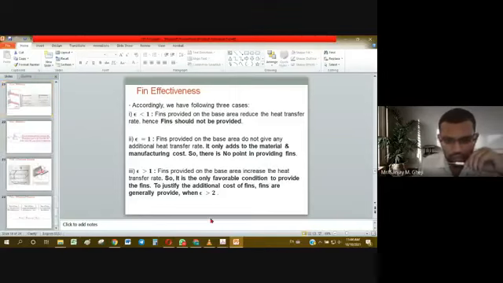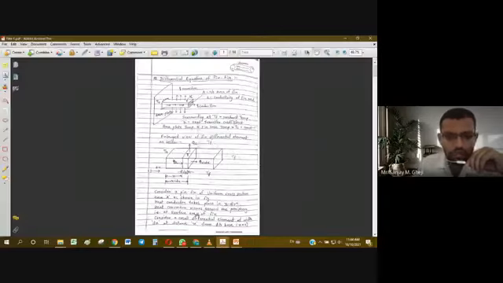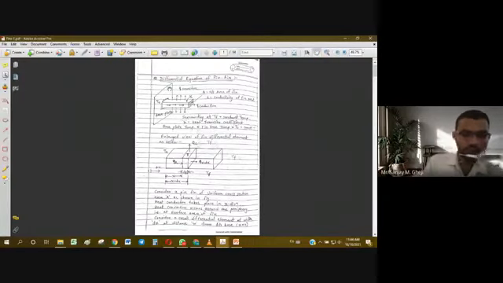Then we proceeded to the mathematical formulation, that is the differential equation of a pin fin in the general case.